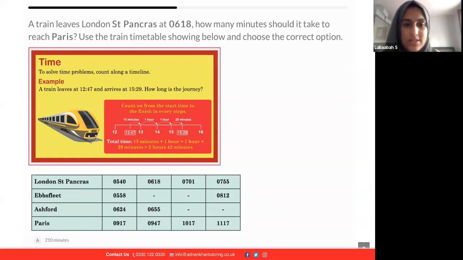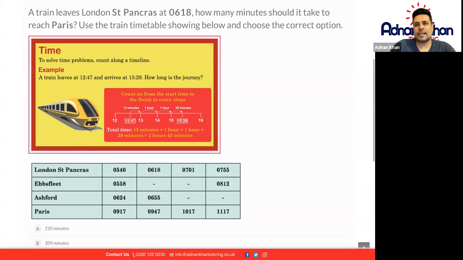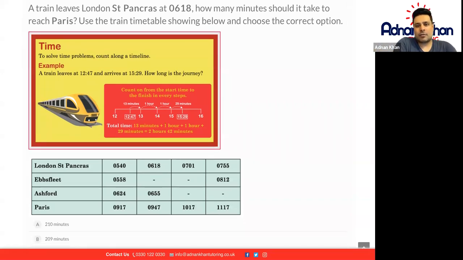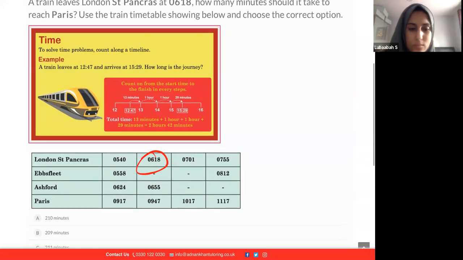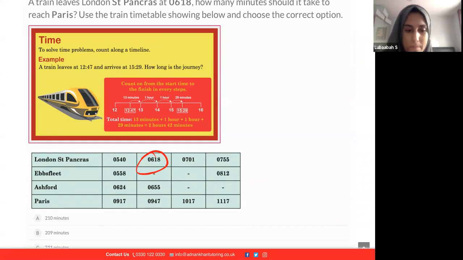The train leaves London St. Pancras at 6:18. How many minutes should it take to reach Paris? Use the train timetable shown below and choose the correct option. So the train leaves St. Pancras at 6:18. Let me just put this up for you a little bit. I'll just highlight this for you, okay? 6:18. Where do you need to get to? Paris, which is just there.